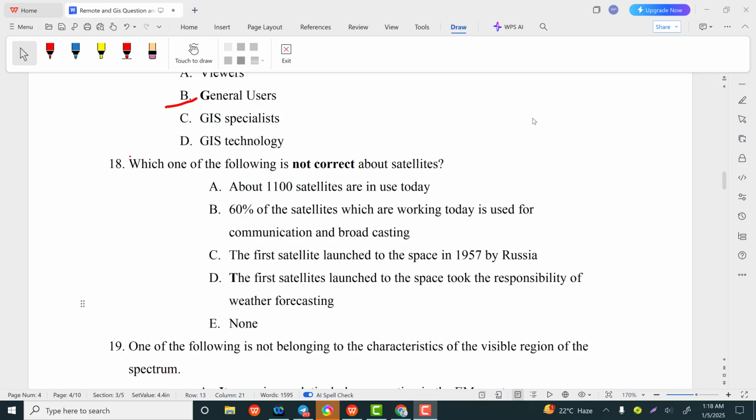D, the first satellite launched to space took responsibility for weather forecasting. This is incorrect. The first satellite launched by Russia on October 4, 1957 did not carry out a mission of weather forecasting. So the answer is simply D.